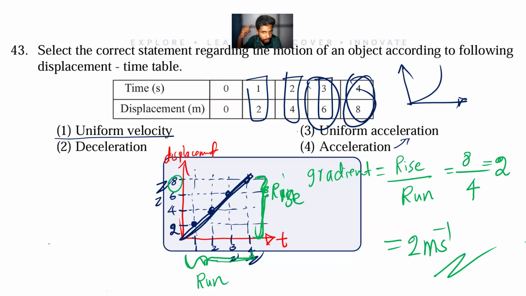So within the same question, under the 43, mark this one below. You may have written the graph. Along with the graph, write the equation: gradient is equal to rise over run, and put 8 over 4, that is equal to 2, and 2 ms minus 1.